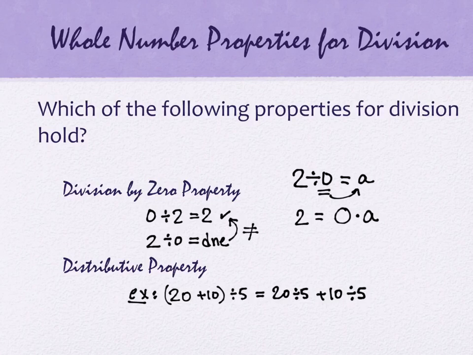And this actually works. What's 20 plus 10? 30. And what's 30 divided by 5? 6. On the other side, 20 divided by 5 is 4, and 10 divided by 5 is 2, right? So on the left we have 6, on the right I have 4 plus 2. That worked, didn't it? So the distributive property, if I do it in this order, seems to work. But it has to work in either order. So let me show you where it fails.